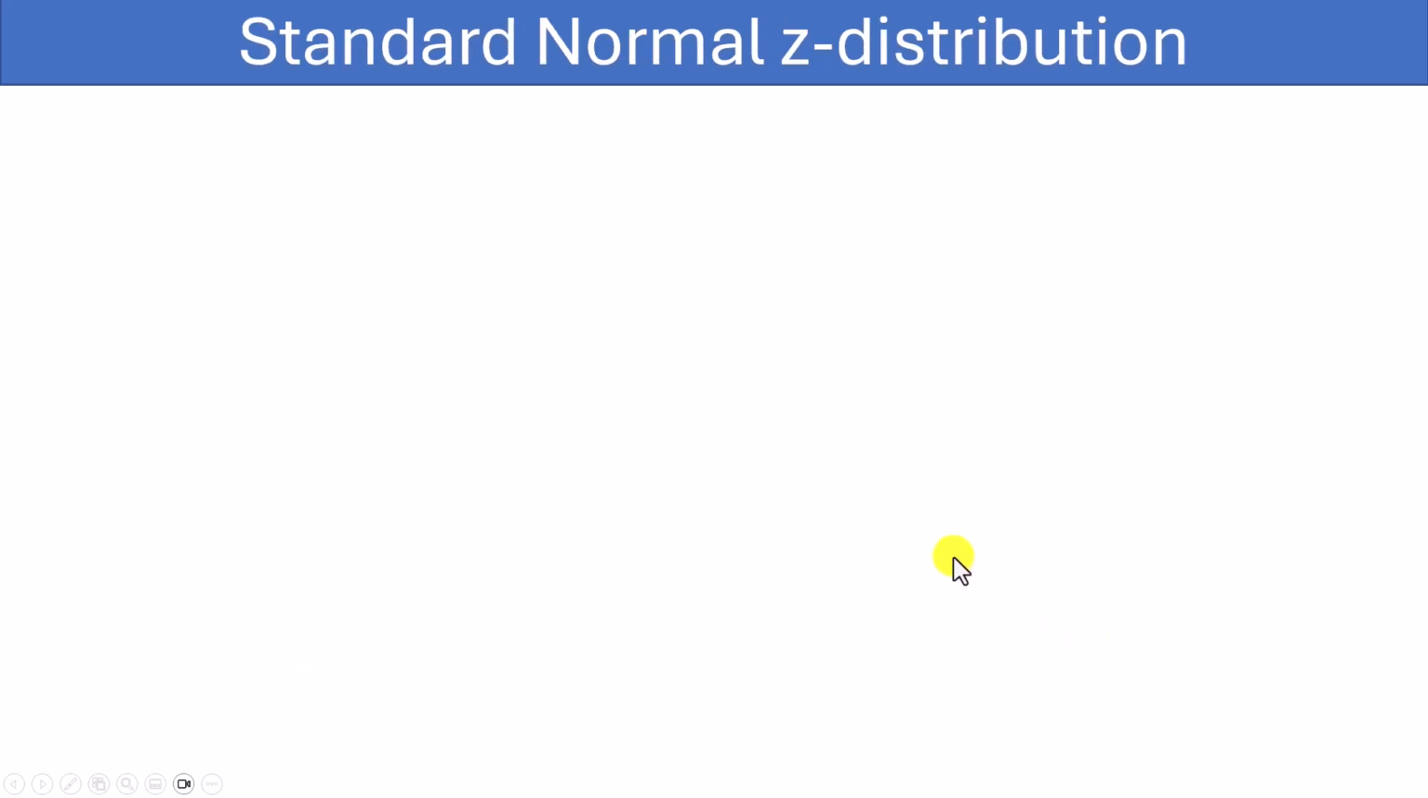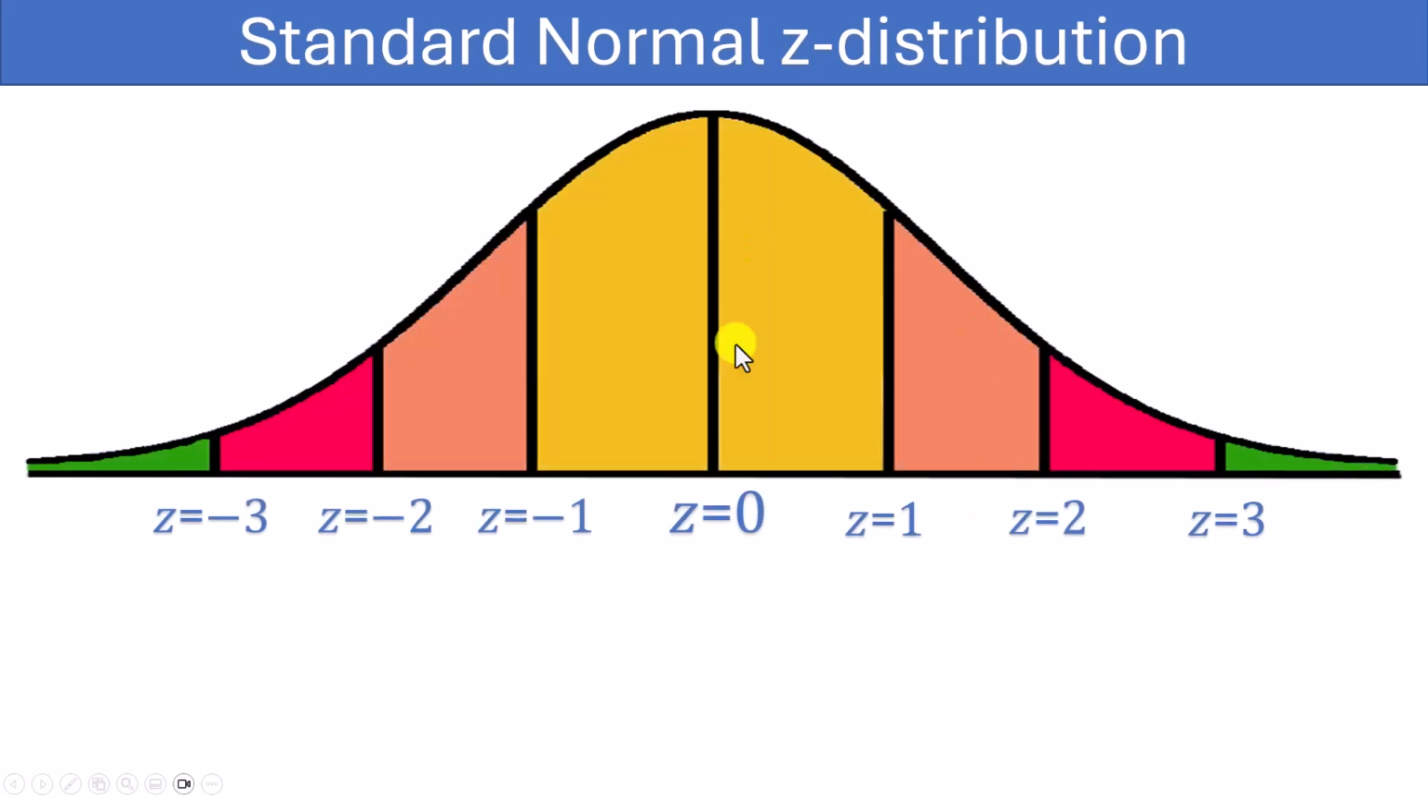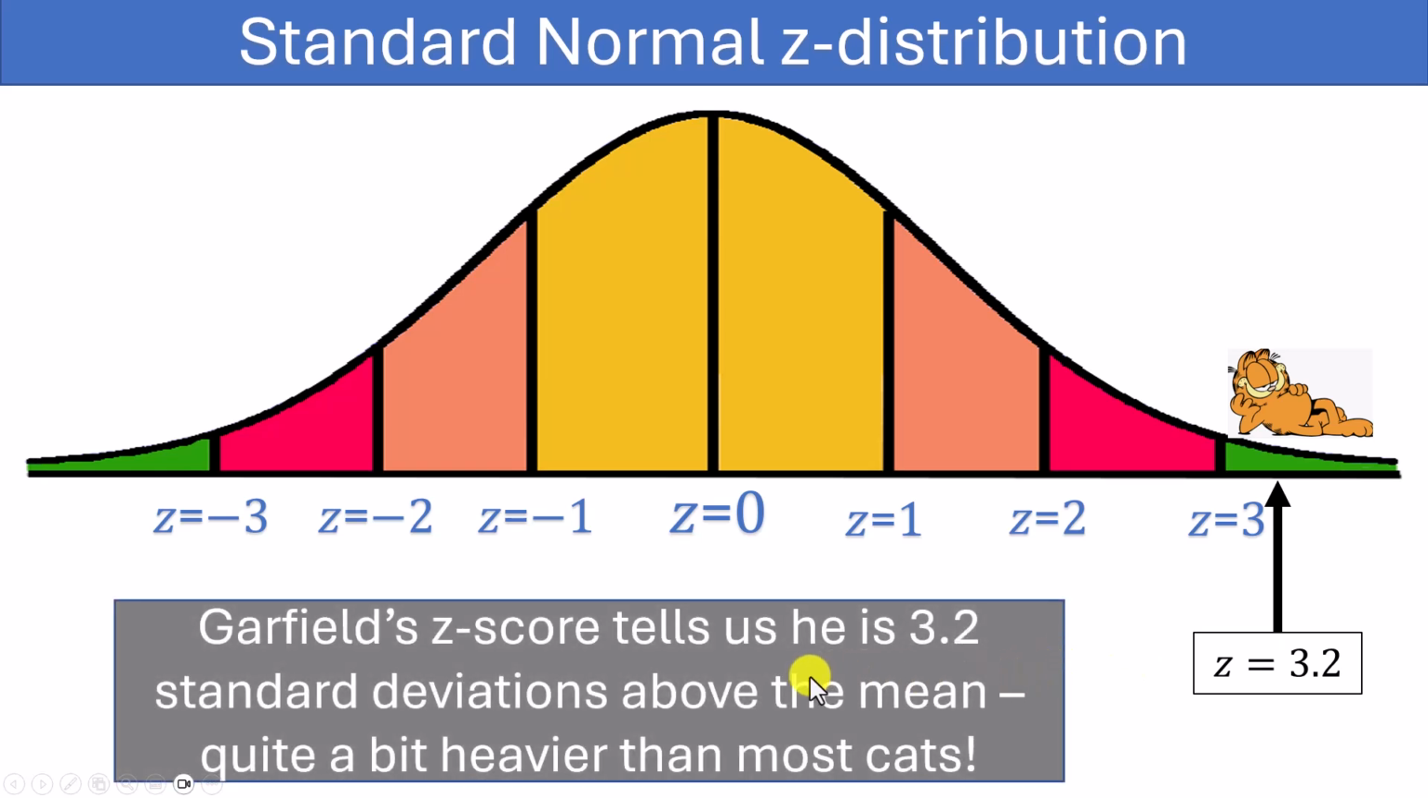Let's take a look at what this might look like on the standard normal distribution. We know that Garfield has a z-score of 3.2, so that puts him over here in the tail with a z-score of 3.2. Garfield's z-score tells us he is 3.2 standard deviations above the mean, quite a bit heavier than most cats. We know, based on the empirical rule, that 99.7% of the observations should really fall between a z-score of -3 and +3. So this tells us that Garfield really is in the tail here, and should probably be laying off the lasagna.